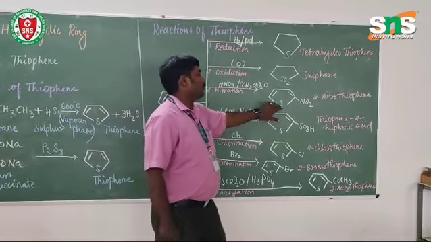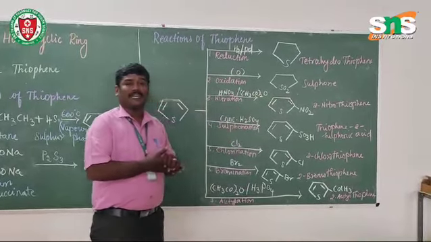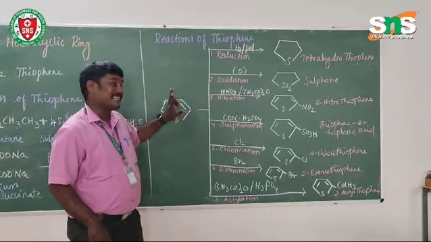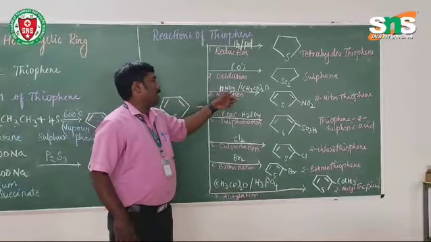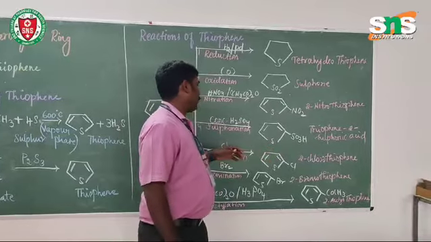will give 2-nitrothiophene. Most of the electrophilic substitution reactions will be carried out at the second position of thiophene. So thiophene on nitration in presence of acetic anhydride will give 2-nitrothiophene.